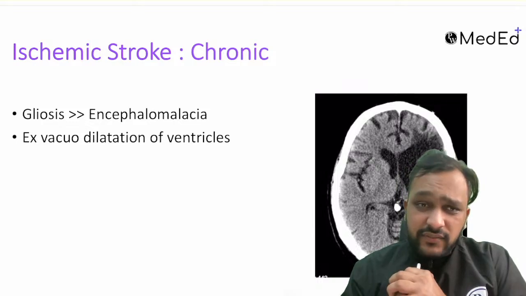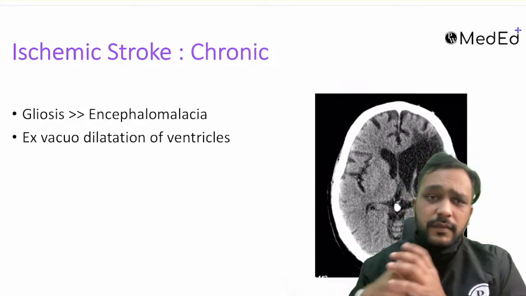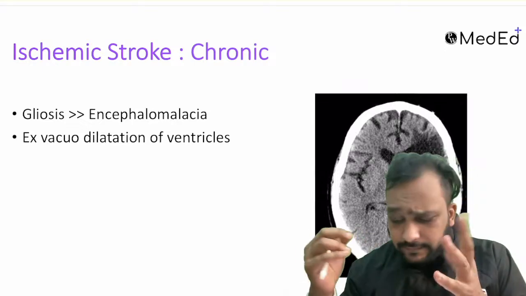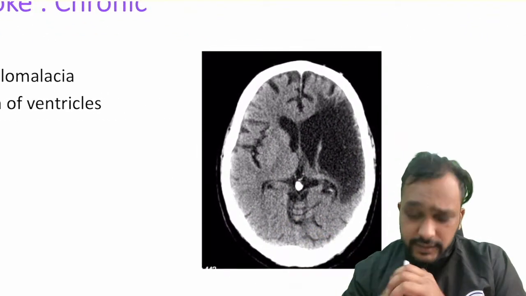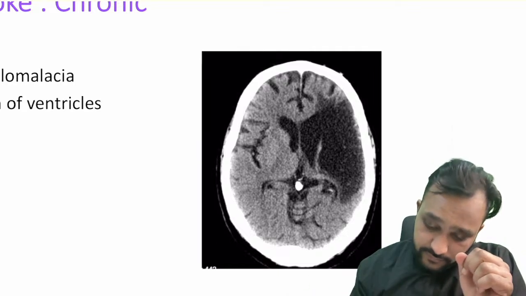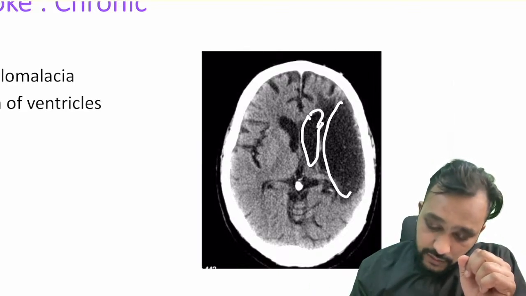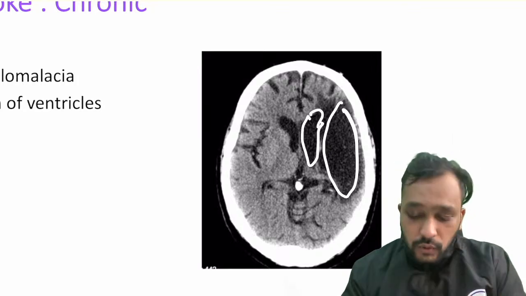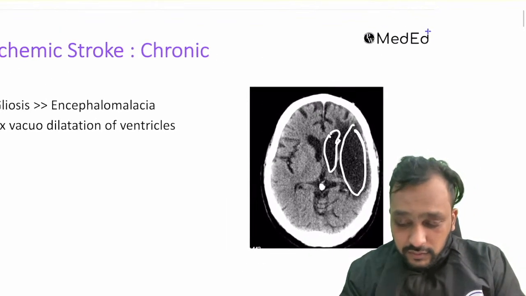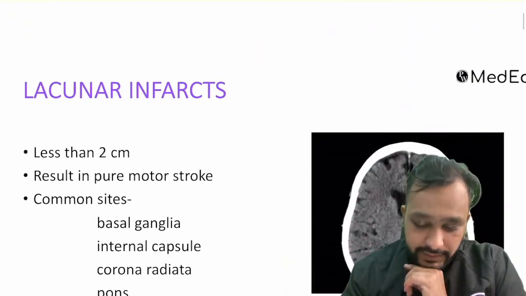And in chronic infarct, what happens? If you look at this area, this chronic infarct looks like your CSF. So this is the CSF in the ventricle, and this is the chronic infarct. You can see that chronic infarct will look more like your CSF because of the death of the normal brain tissue.